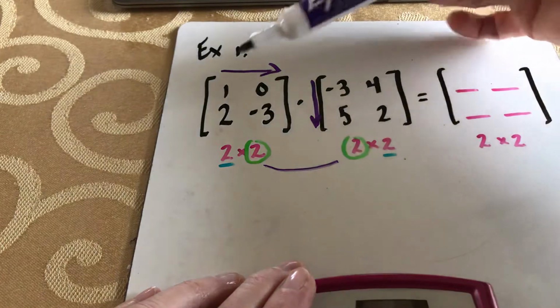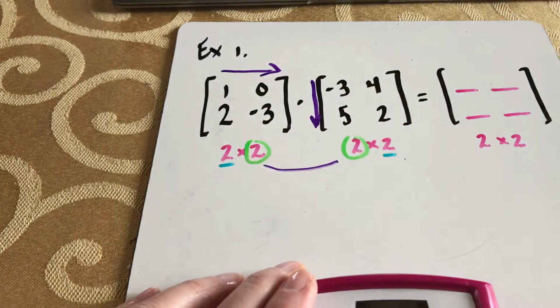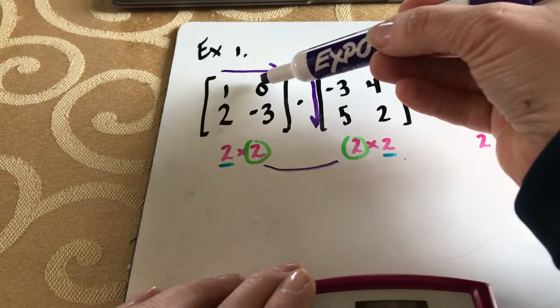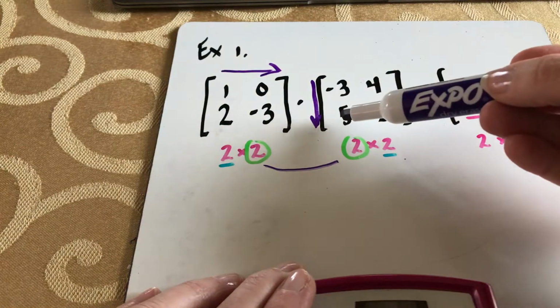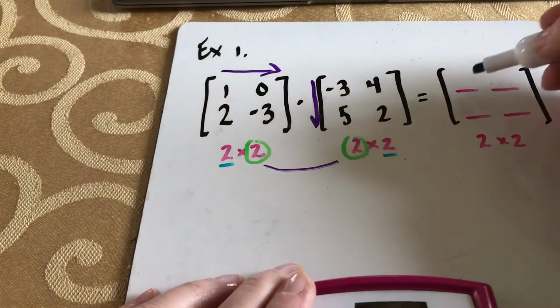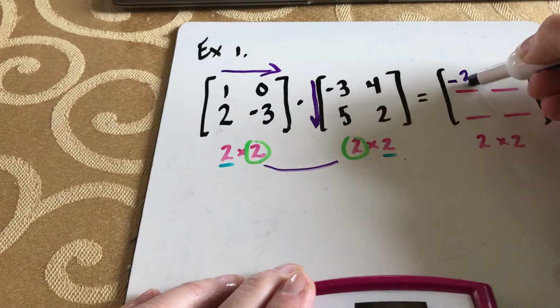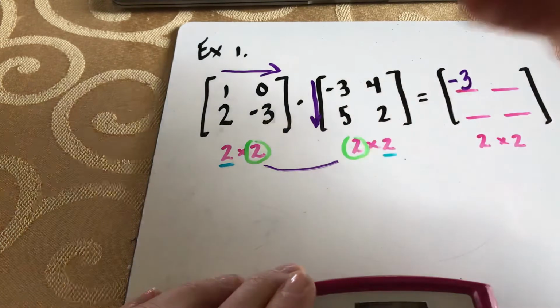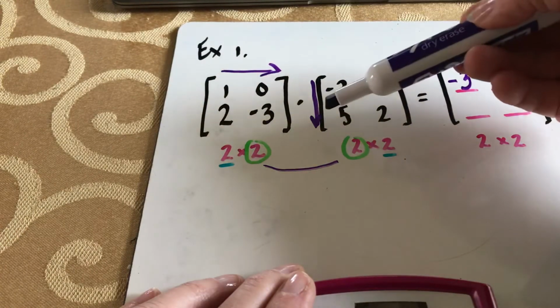We're going to start with 1 times negative 3. So 1 times negative 3, I enter that in, plus, then we go to the next term here. So we're going to go 0, and the next one here times 5. When you get done, you hit the equal button, and I'm looking at negative 3. That will go in this top slot here because I was in the top row and the first column.